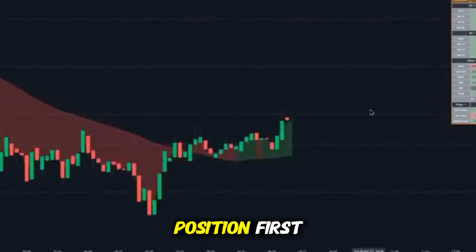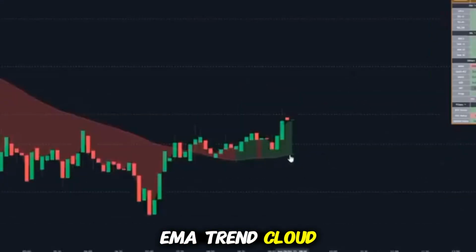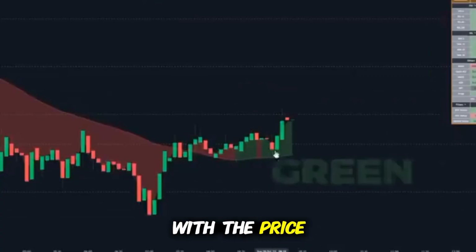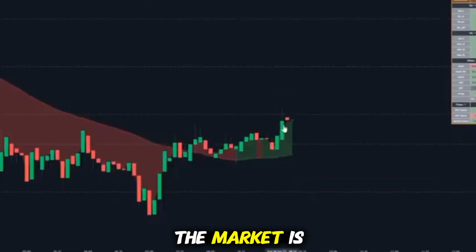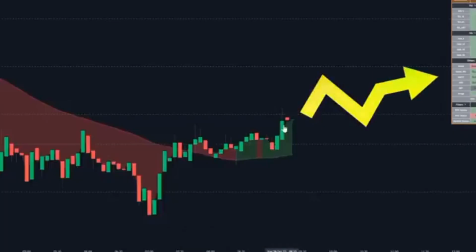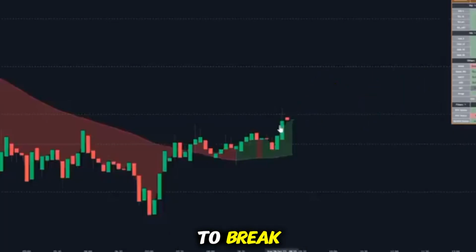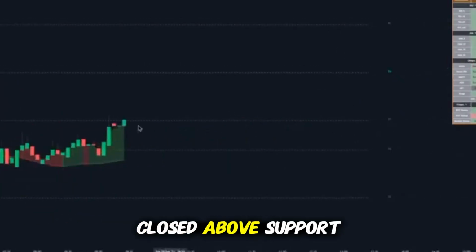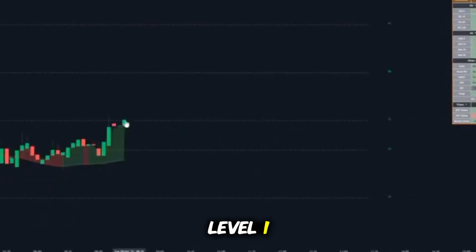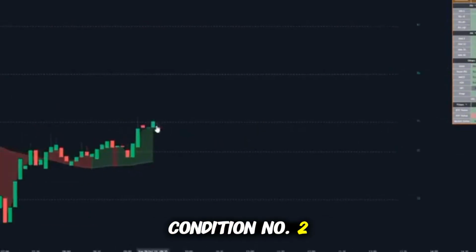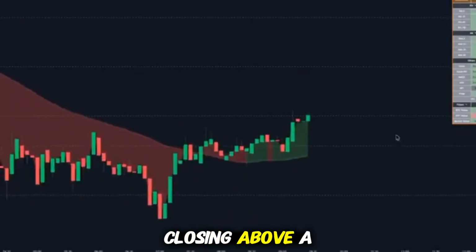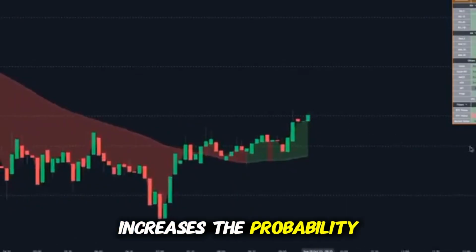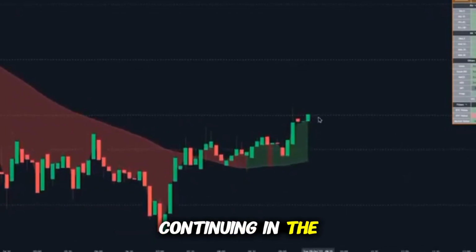For a long position, first, we need the EMA trend cloud to be colored green with the price trading above it to indicate that the market is in a bullish trend. Second, we would need the price to break and close above any of these lines. In this particular trade example, we can see that the price broke and closed above support level 1. So this fulfills condition number 2. Having the price closing above a key market level increases the probability of the price continuing in the same direction.